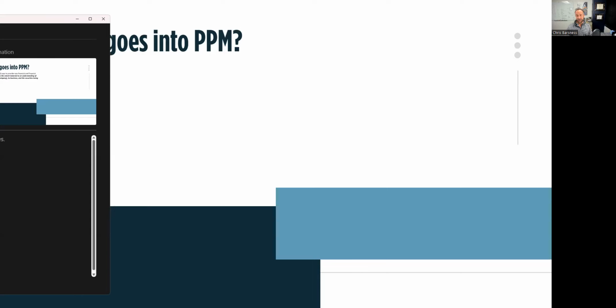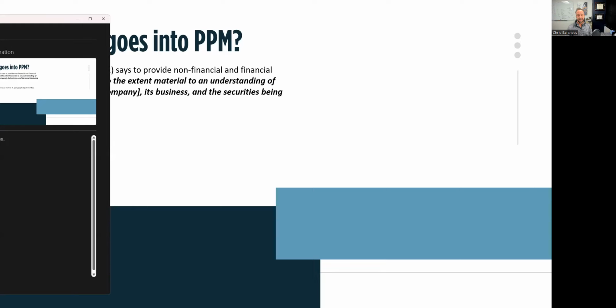So the list under Rule 502 basically says, under B2, provide either non-financial or financial information to the extent material to an understanding of the issuer, meaning the company issuing the security, its business, and the securities being offered. So there's this prefacing language that says, all of the list of things we're going to put here, you have to provide to the extent it's material to an understanding of the issuer, its business, and the securities. So even though there's this lengthy list of things that we can go through, you only have to provide if it's really material to an understanding.